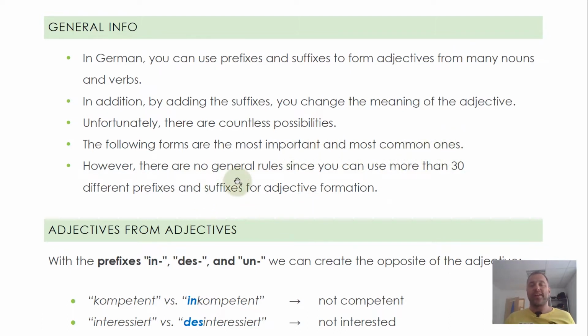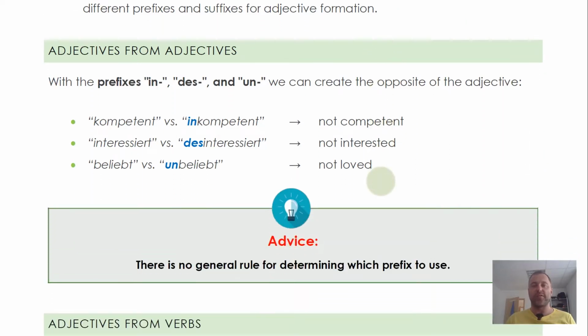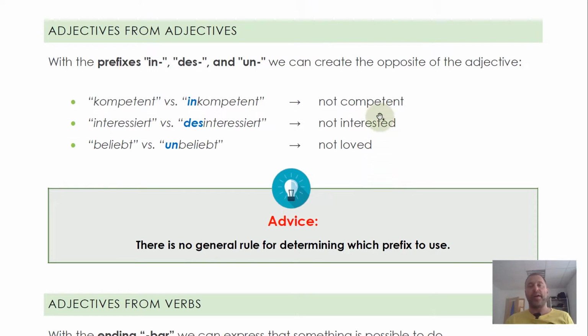However, there are no general rules when you use all those prefixes or suffixes because there are more than 30 of them. So let's cover the most important ones. I have divided them into where it is actually derived from. So if it's derived from just another adjective, from a noun, or from a verb. So let's start with the adjectives that are actually derived from another adjective by adding the prefixes in, des, or un. All of them create the opposite of the existing adjective.